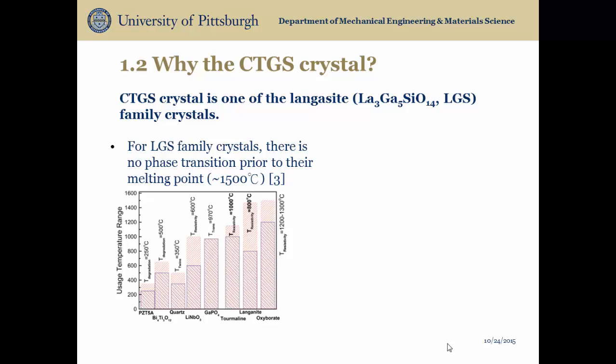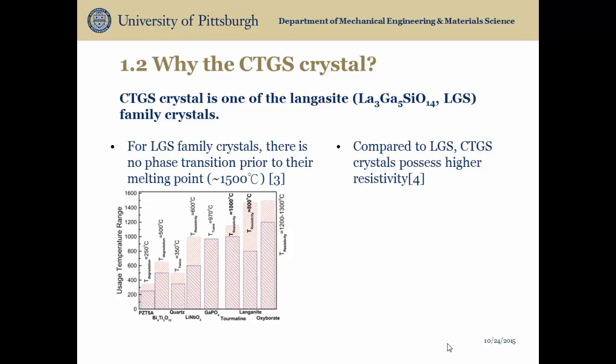At the current stage of our work, we focus on the langasite crystals. In the future, we will pay more attention to the oxyborate crystals, because the symmetry of the oxyborate crystal is much lower than the langasite crystal. So let's come back to the langasite crystal. Its melting point is this high, about 1,500 degrees C. However, its usage temperature is restricted to about 800 degrees, because above this temperature level, its resistivity is too small.